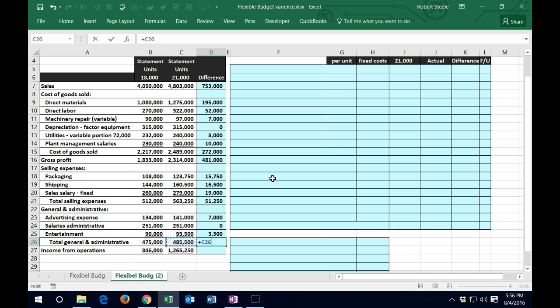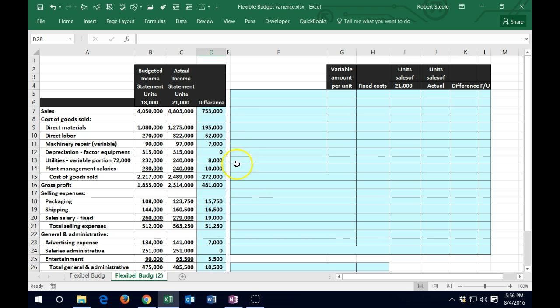Then we're going to take the total general administrative, and we could calculate this one out like so. And so there we have our end numbers there. Okay, so there we have that. Now we're going to make it flexible because, like I said, if we're trying to measure and see how we did in these types of areas, these numbers here are not too helpful.